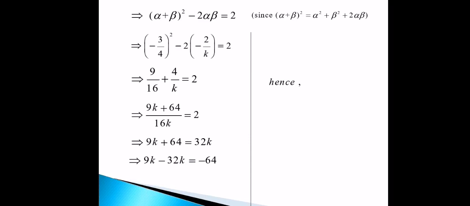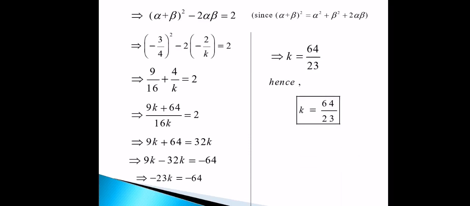While shifting 32k towards the left hand side, we just get minus 23k is equal to minus 64. This minus on the left hand side will cancel out the minus on the right hand side, so we will get k is equal to 64 divided by 23. So the value of k is 64 divided by 23.